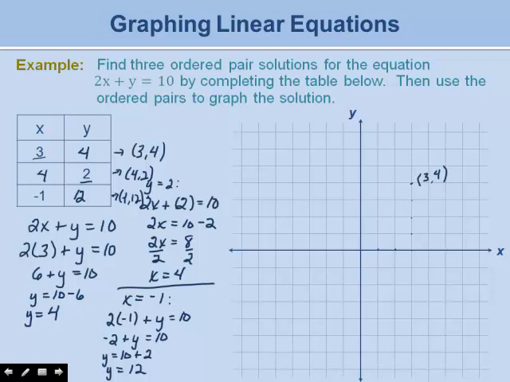Then our next point we're going to plot is the point 4, 2. So again, we're always starting at the origin. 4 means that we're going to the right 4. And then 2 means that we're going up 2. So that gives us our point right there.